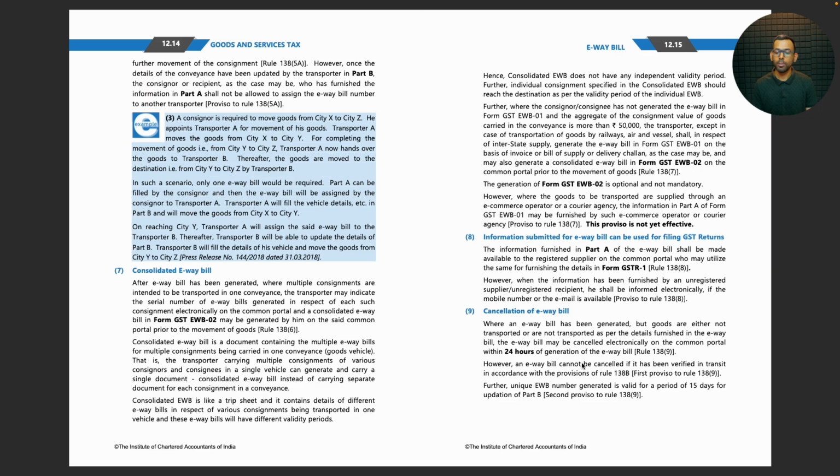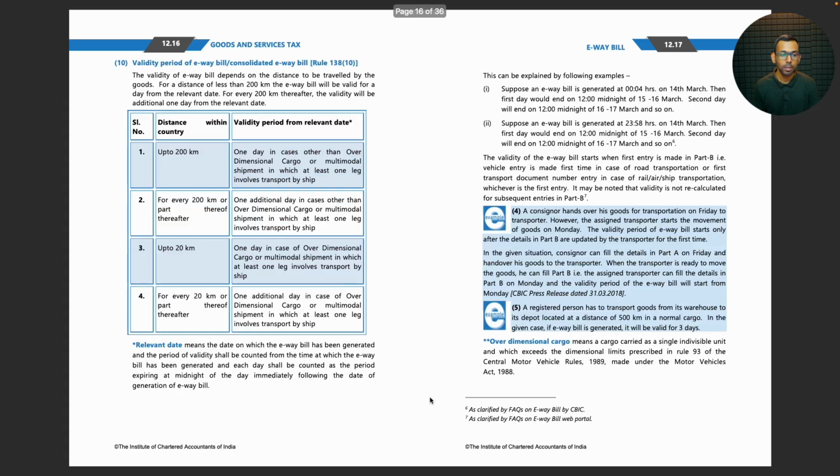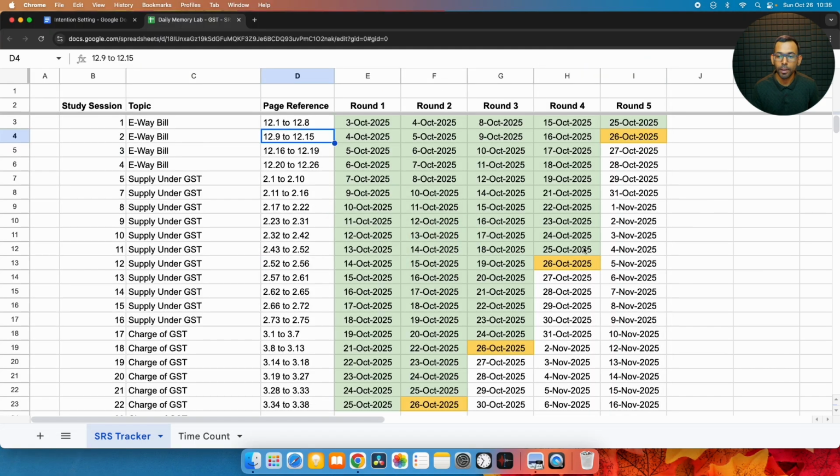Okay, within 24 hours. Further, the unique e-way bill number generated is valid for a period of 15 days for updation of Part B. Okay, we have completed today's quota, round 5 of this segment.